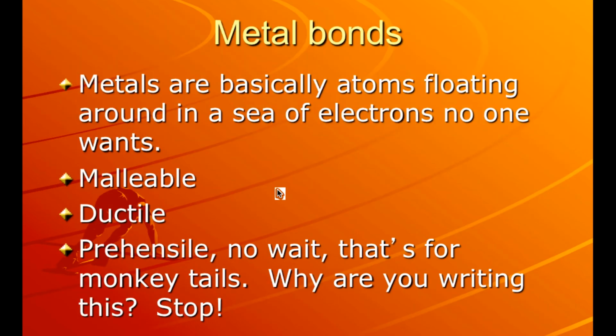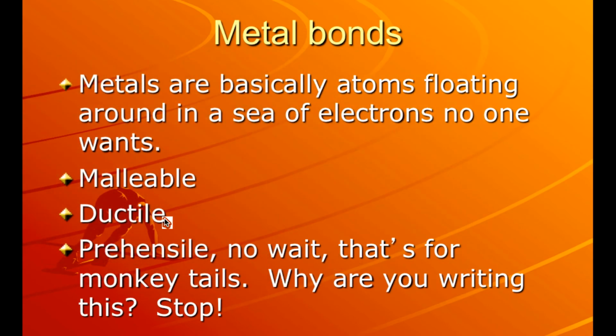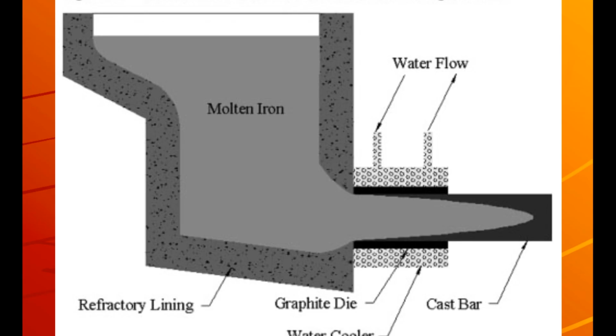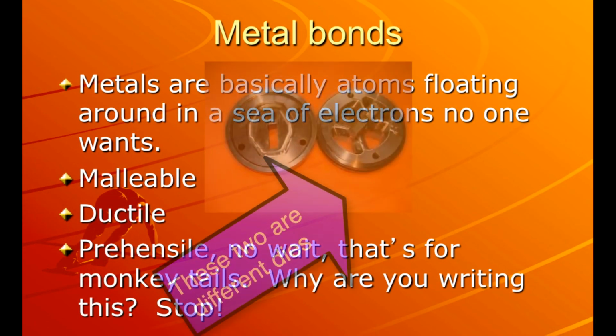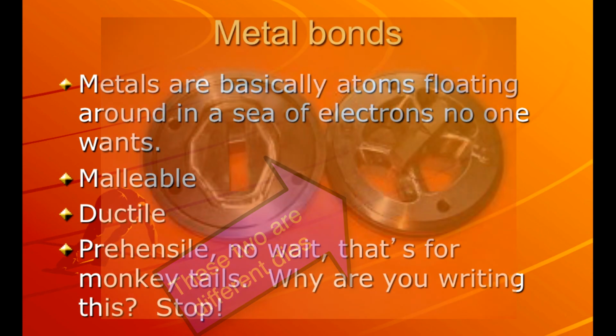Therefore, they're malleable, meaning you can beat them into thin sheets. They're flexible. They're ductile, meaning you can push them through a hole and draw it to form a wire. Not draw it with a pencil, but pull it out of that hole and you'll form wire. And that's actually how they make wire, is they take metal and they draw it through a die, which is a metal plate with a small hole in it, and that's how you make wire.